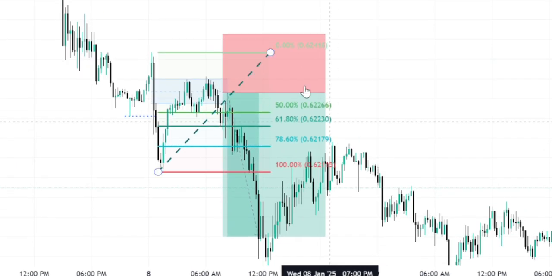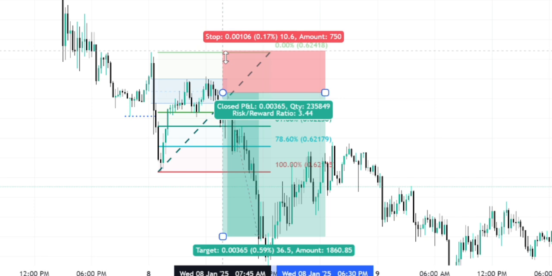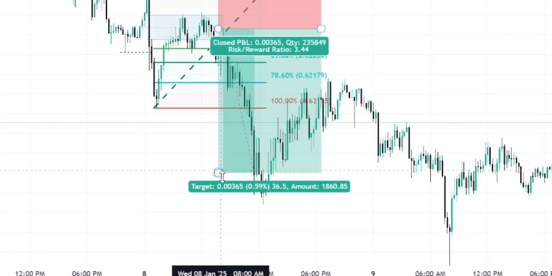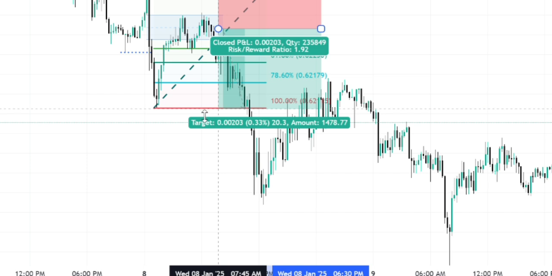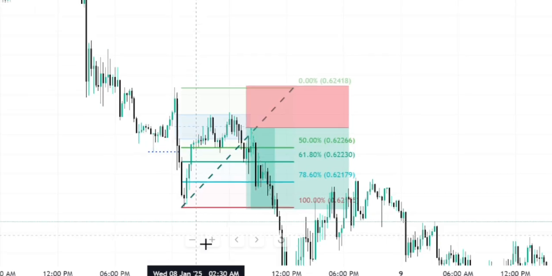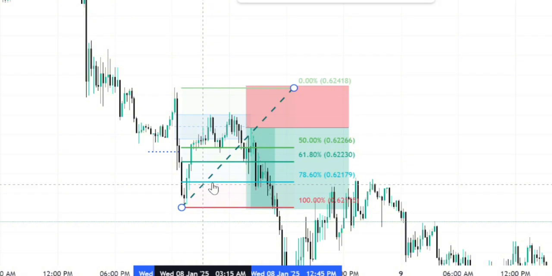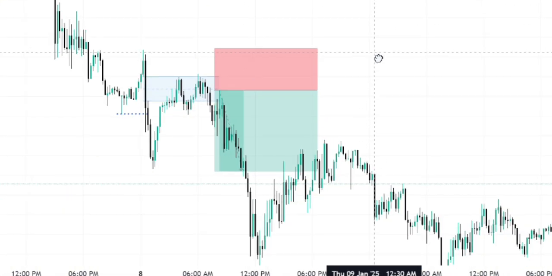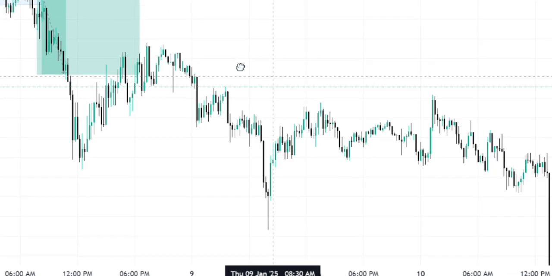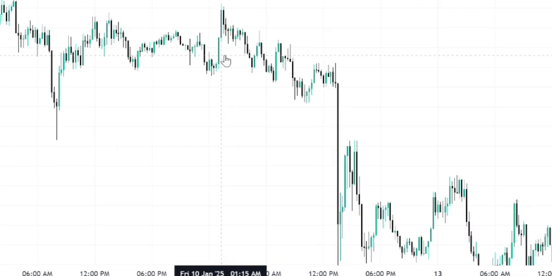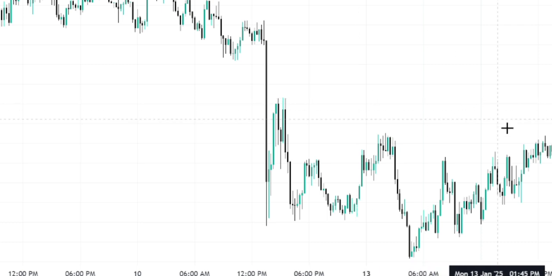So first of all, maybe we put our stop loss here. We want to just target this low here. That's a nice, at least 1:2. That's a nice trade. So this is basically how to identify your fair value gap.